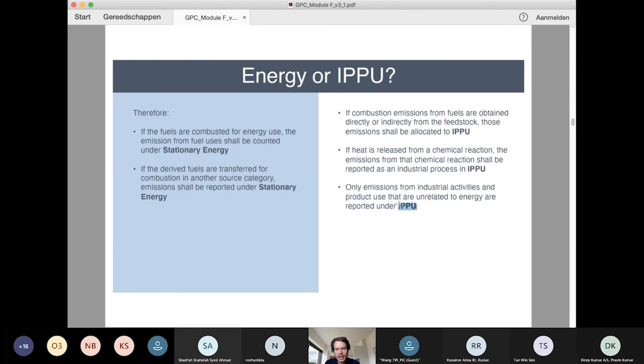So the key thing is, if it's energy use and productive energy use, it's stationary energy. Everything else you put under IPPU. But again, this is only relevant if you're focusing on the IPPU sector. But the key thing is productive energy, and so combustion for productive energy use is stationary energy. Everything else would come under IPPU.